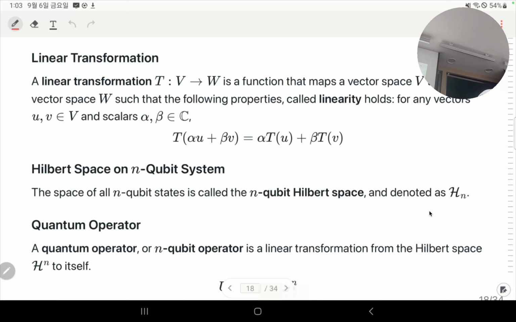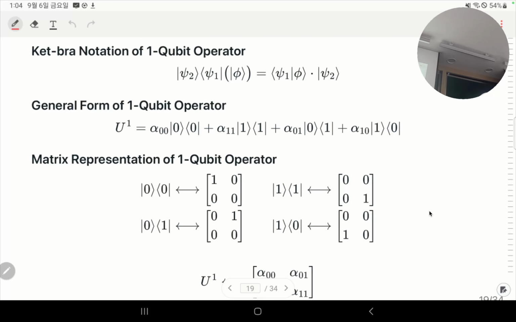So let's talk about linear transformation first. In quantum computing, everything is a linear transformation. Everything is in linear algebra. So a quantum state is a vector, and a quantum gate is a linear transformation. Whenever we talk about a gate or operator, you have to remember it's a linear transformation. So here is the ket-bra notation of an operator. An operator is basically a linear transformation between qubits, and we can represent it by ket-bra notation.